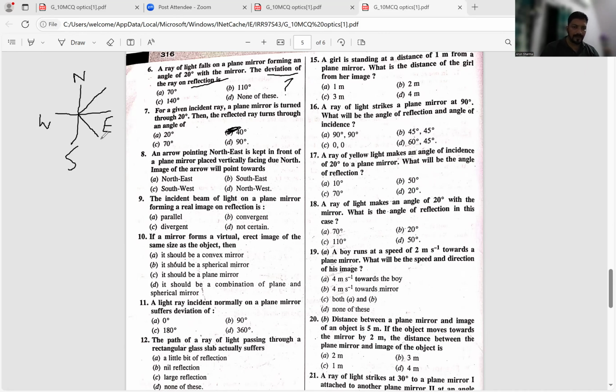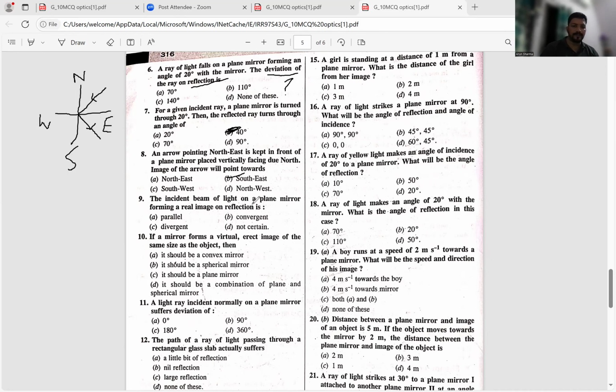And you read the rule, I think. So this is maybe the incident ray and reflected ray, and it makes an angle. So the answer is southeast, B. Now next.